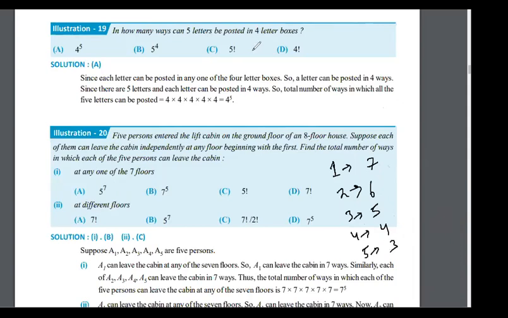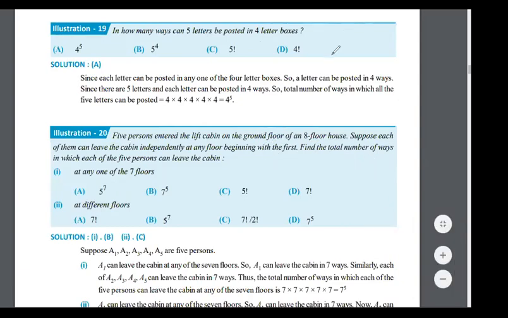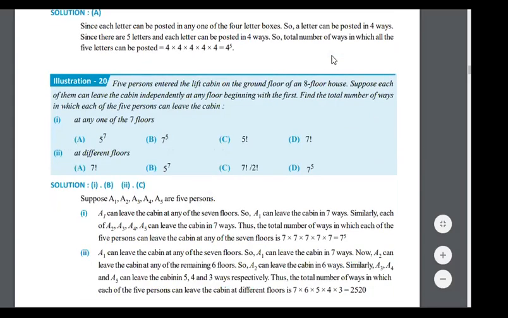So basically, it is 7 factorial by 2 factorial. Yes or no? 7 factorial by 2 factorial, which is option C. Very good, everyone. Are you getting it? Okay, very good, everyone.